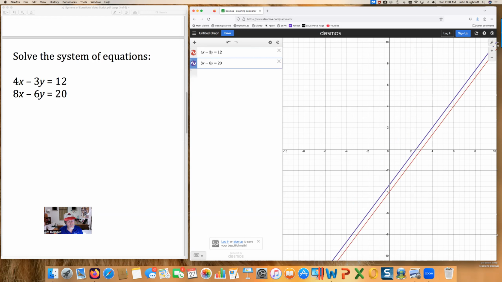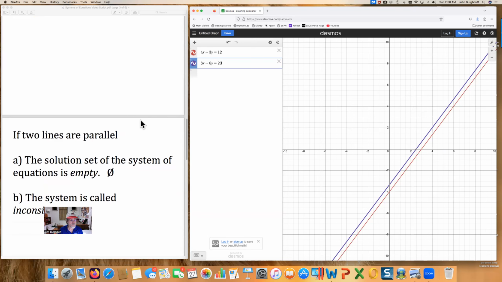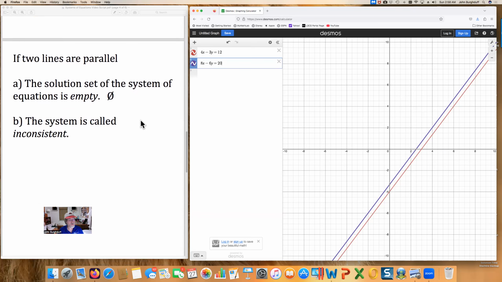If a solution of the system is the ordered pair corresponding to the point where the lines cross, but the lines never cross, then you don't have a solution. So if two lines are parallel, the solution set of the system of equations is empty. There is no point where they cross, so there's no ordered pair that makes both equations true. And we call that kind of system inconsistent. So if two lines cross in a single point, we call that independent. If two lines are parallel, we call that inconsistent.